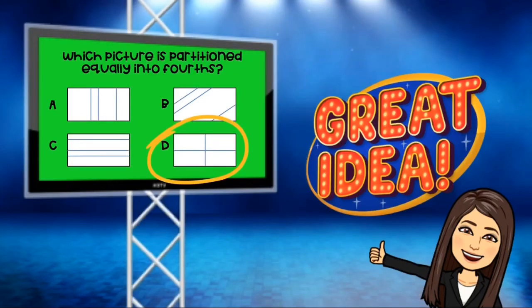Now I see that all of these pictures have 4 pieces, but are they partitioned into equal pieces? No, they are not. A has a bunch of different sized pieces that were partitioned vertically. B has pieces that were partitioned diagonally, but they are not equally partitioned. C has pieces that were broken up, but they are also not equal. And if we look at D, D has some beautifully partitioned fourths.